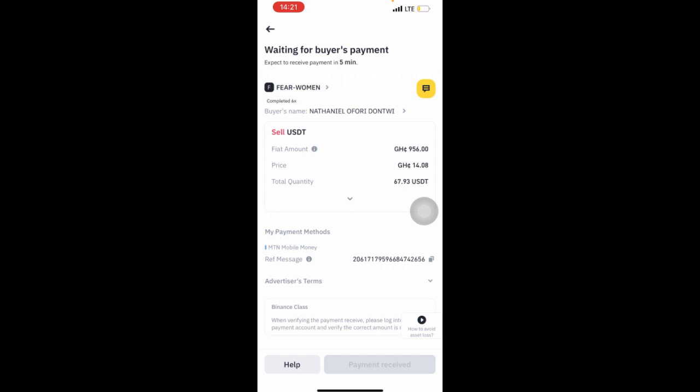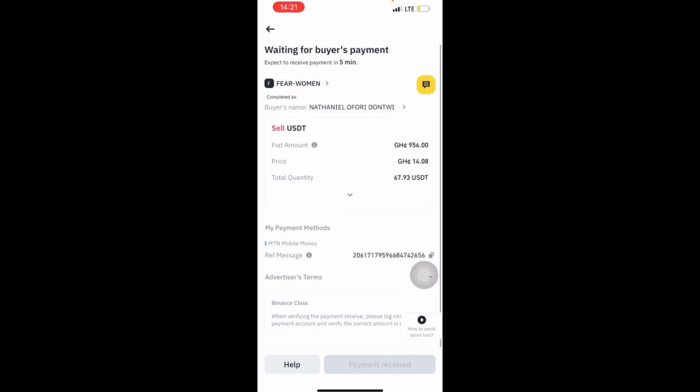Yeah, so I wanted to wait, and when the person paid, you see that the payment received here will turn yellow. So when you click on it, it means that you're ready to release your crypto. So if you receive the money, you can click on this to release the crypto. But if you haven't really received it, even if it's turned yellow, don't click it. Or you can even report the person.